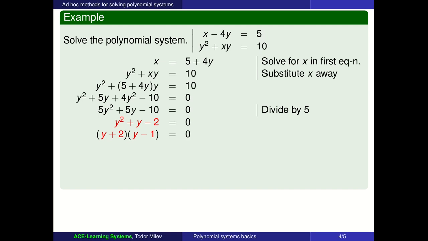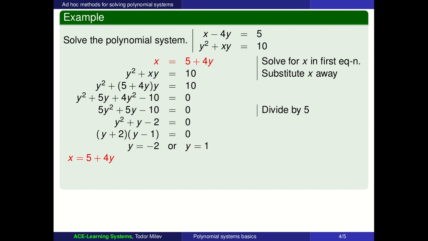Next, we get that either y must be equal to negative 2, that we get from the first factor, or y is equal to 1. So our solution branches into two cases. Case 1, y equals negative 2, and case 2, y equals 1.